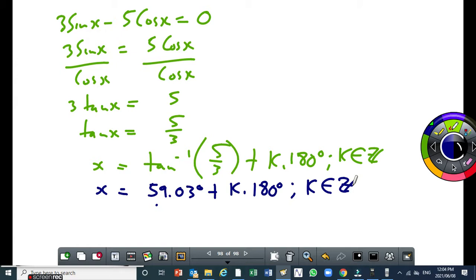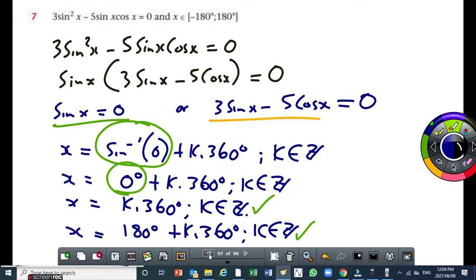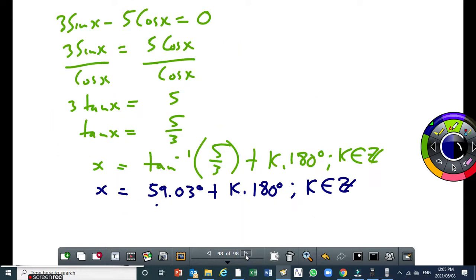Remember, the question says determine the values of x between minus 180 and 180. So I need to substitute now the values of k. Let me start with the first general solution. If k is 0, I'll get 0 degrees. So 0 degrees is an answer. So I'll go on the next page, then I'll say, therefore, x will be equal to 0 degrees.